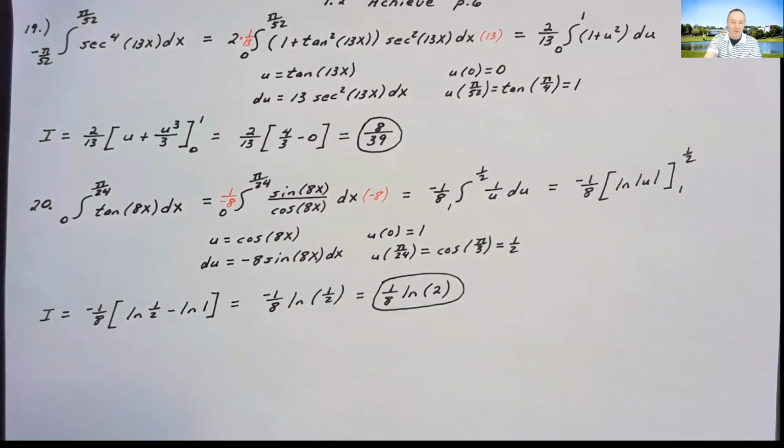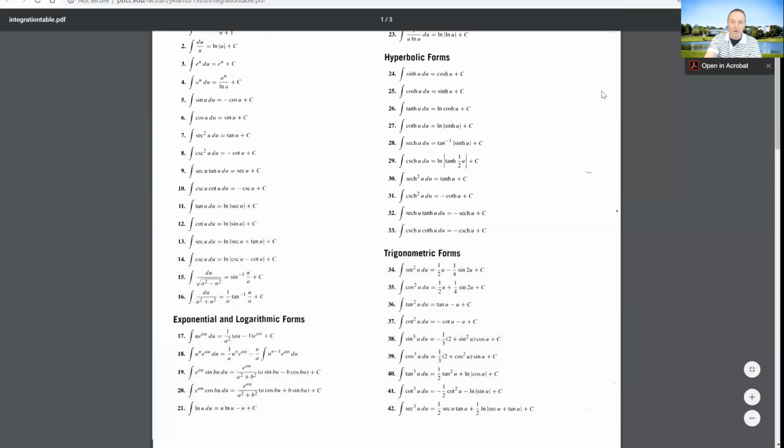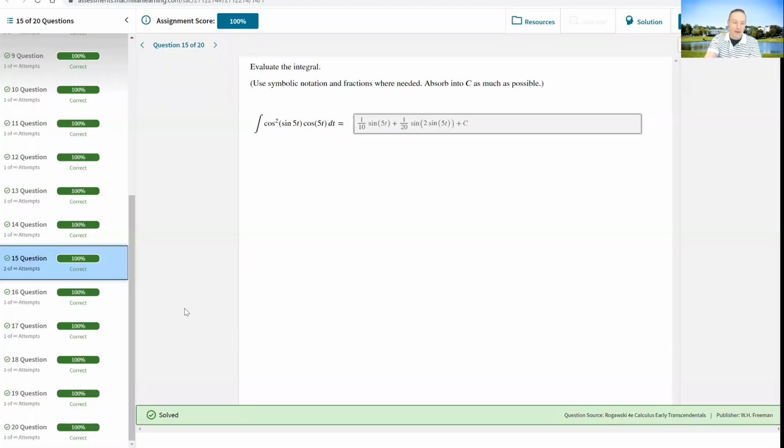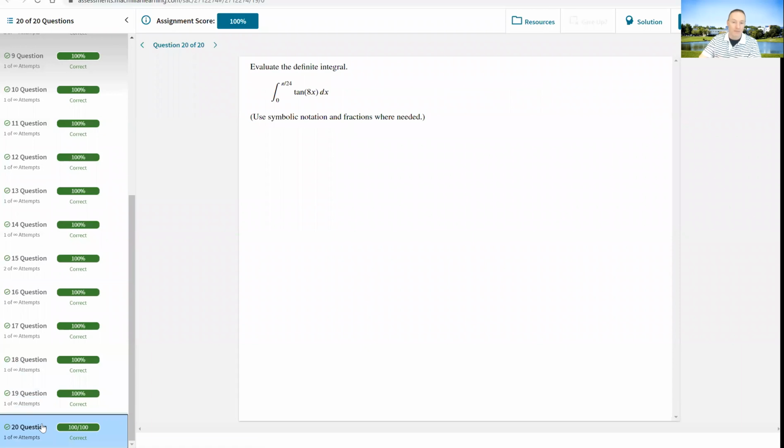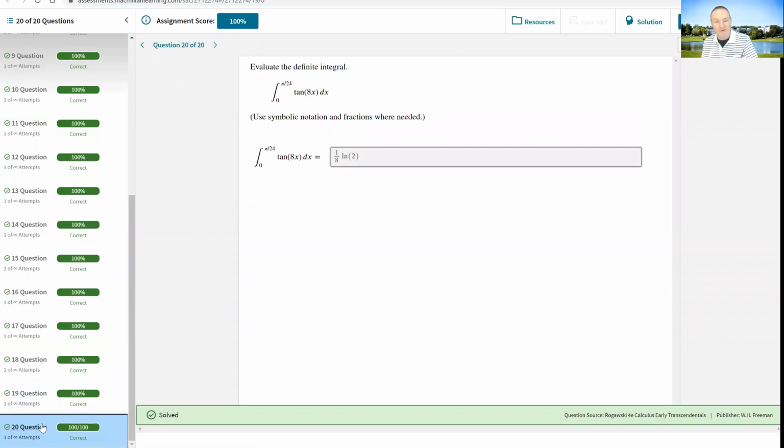But whether you put the negative 1/8 natural log of 1 over 2 or the answer that I have that I think is better, both would have been correct on Achieve. And you can see that it liked that entire section there of answers. So hopefully you have as much fun with this section as I did.